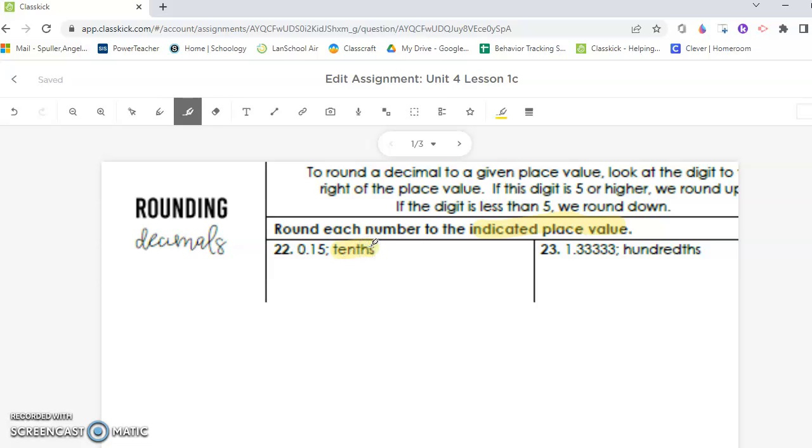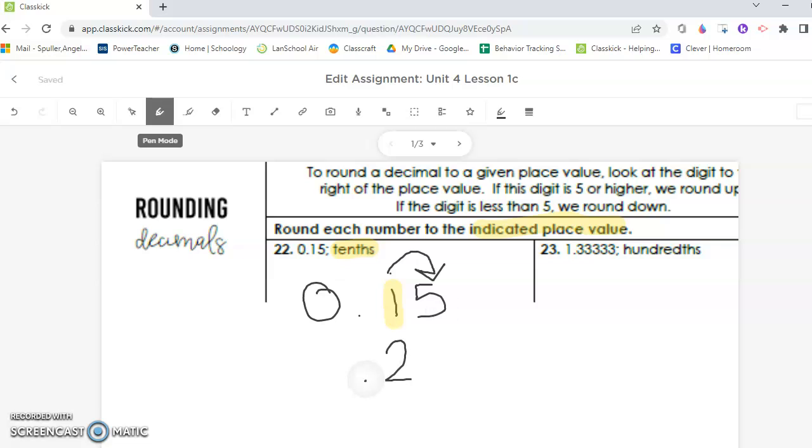So here's what I'm going to do. I'm going to say 0.15. And I'm going to highlight this number because that's the number I'm rounding. But remember, when we round, we look behind the number we're rounding. Number 5 or higher, we round up. So 5 tells the 1 to become a 2. Everything in front stays the same. Everything behind becomes a 0. Now, with decimals, we don't have to add all these zeros, right? We could just leave it like that.